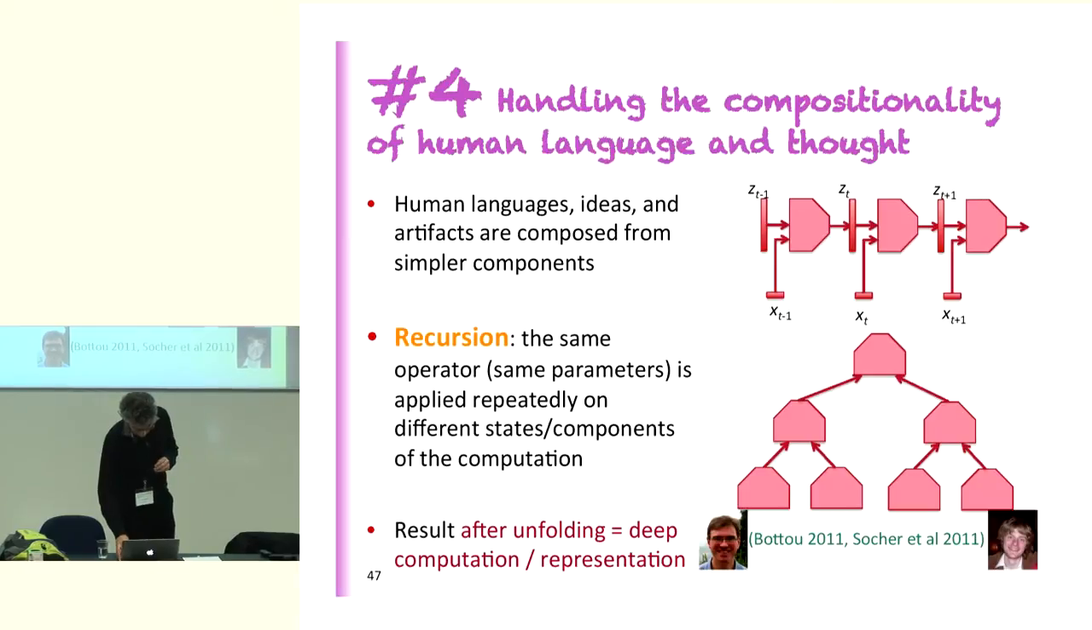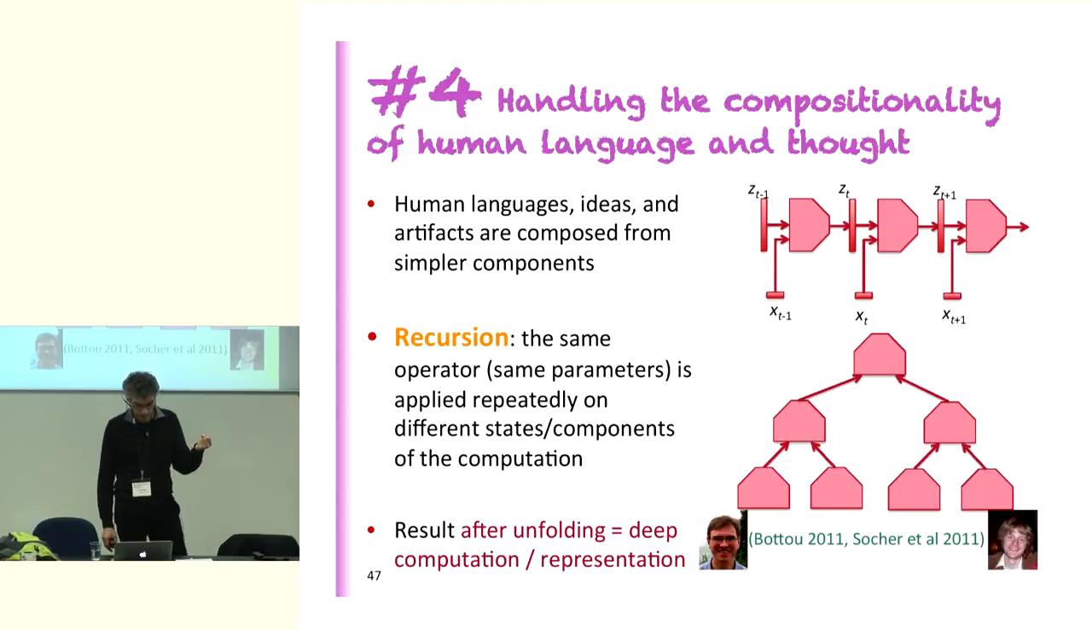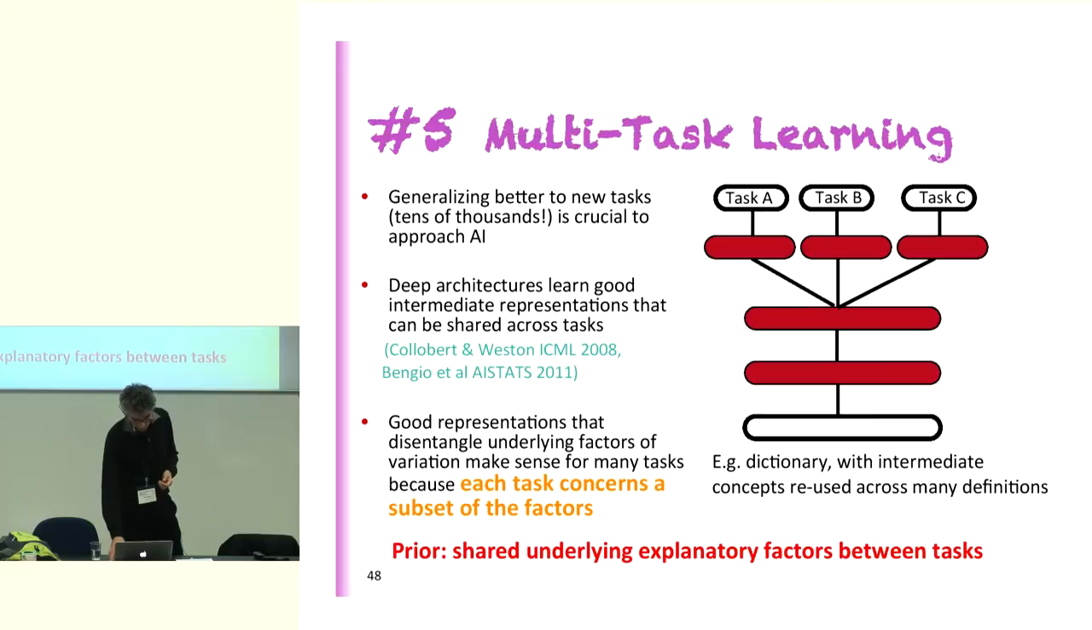So the key is recursion. If you can reuse the same piece of computation or parameters, you can introduce recursion in these systems. Another characteristic of these deep nets is that they naturally give rise to multitask learning.